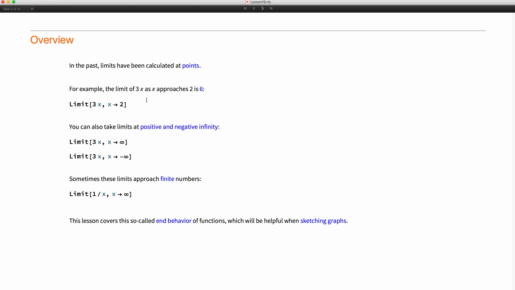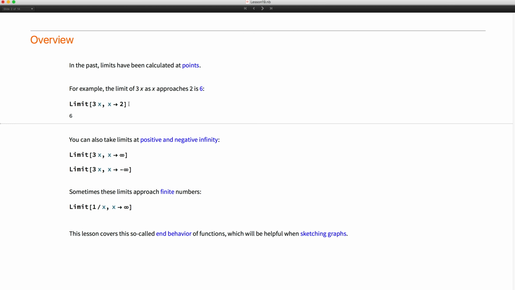In the past, you've learned how to calculate the limits of functions at points. For example, if I said find the limit of 3x as x approaches 2, then the answer of course is just 6. But you could also take limits at positive or negative infinity. For example, the limit of 3x as x goes to infinity is infinity, and at negative infinity, just the opposite happens, you get back negative infinity.